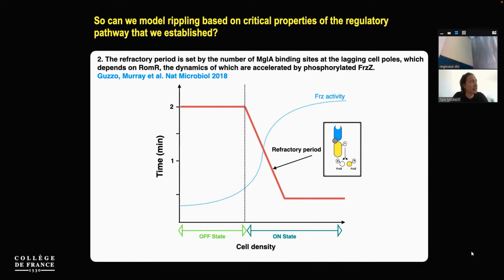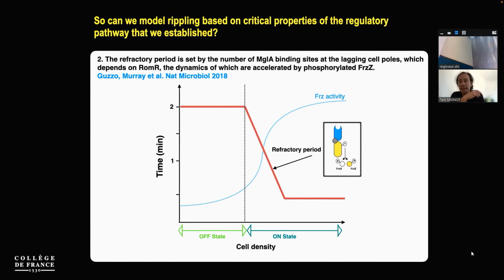So when you enter the on state, you turn on phosphorylation of Frizzy, and Frizzy reduces the length of the refractory period. So the cells are oscillating, of course, but the period of oscillation can be variable depending on the local environment, okay? And that you can capture experimentally.